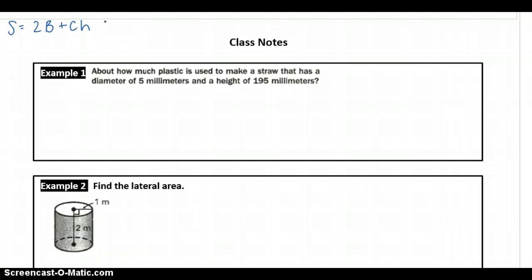But if we take away the two bases to find the lateral area, what do you think we need to take away from this formula?